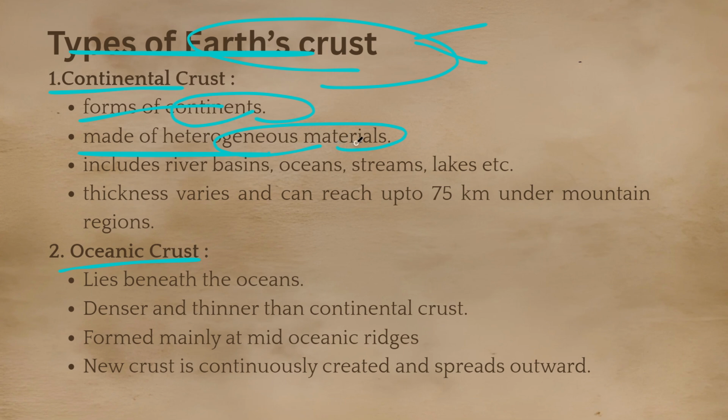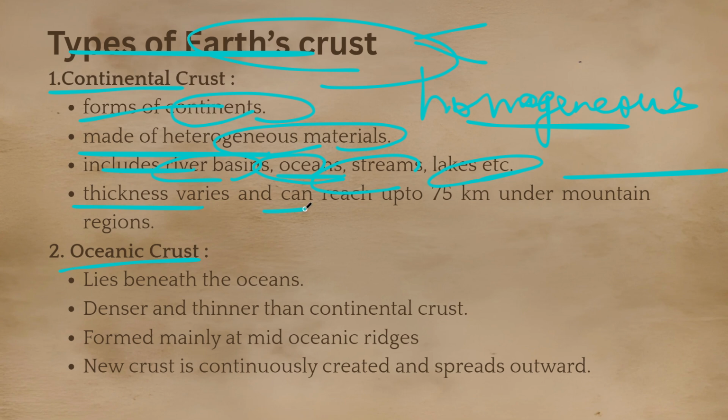Heterogeneous means not homogeneous. Homogeneous means the same type of material, and heterogeneous means different. So the continental crust is made up of heterogeneous materials, including river basins, oceans, streams, lakes, etc. Thickness varies and can reach up to 75 kilometers under mountain regions. So the thickness is more under the mountain region, 75 kilometers.